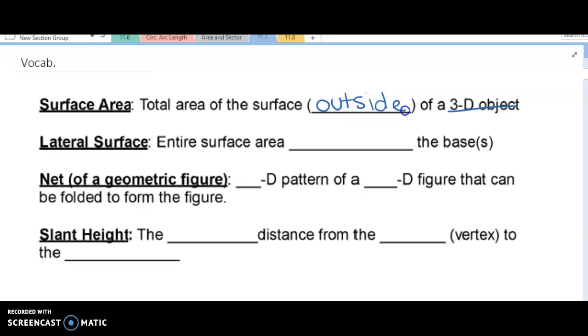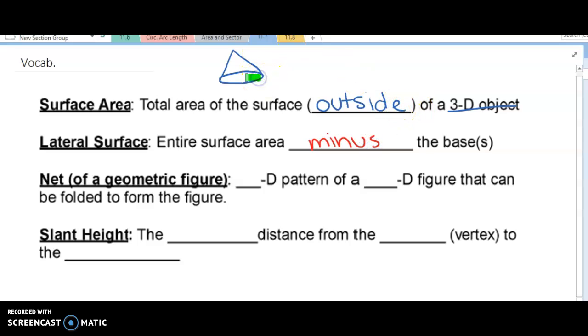Think of it like if you were going to paint a three-dimensional figure. You would just paint what's on the outside. That would be the surface area. Okay, so when we're doing surface area, we find the base and then the lateral surface. The lateral surface is the entire surface area minus the base or the bases.